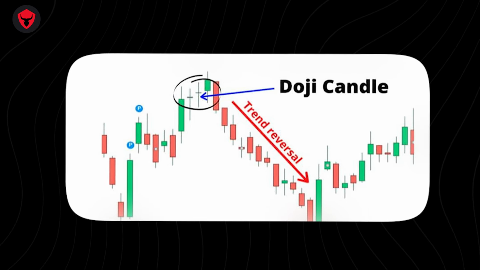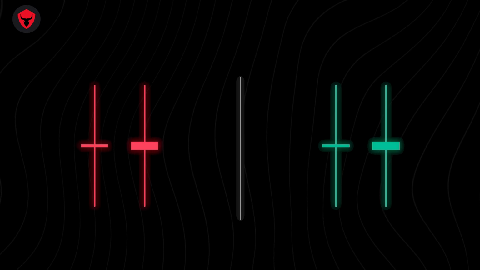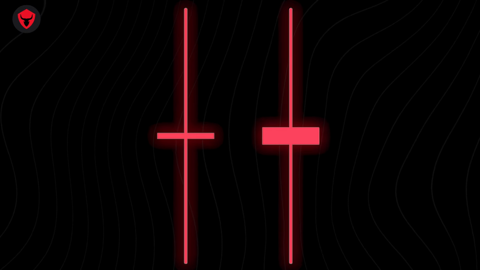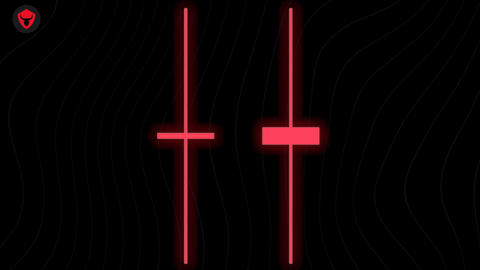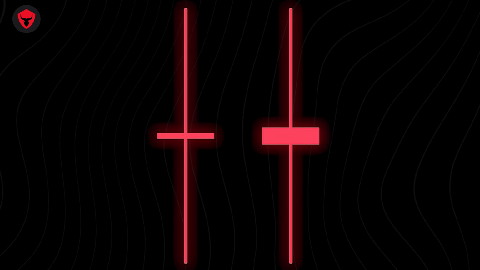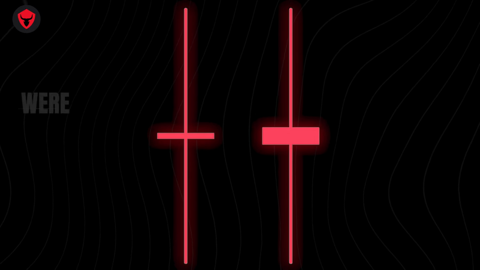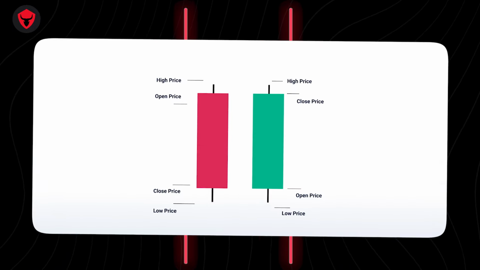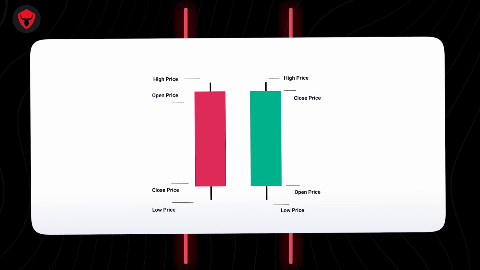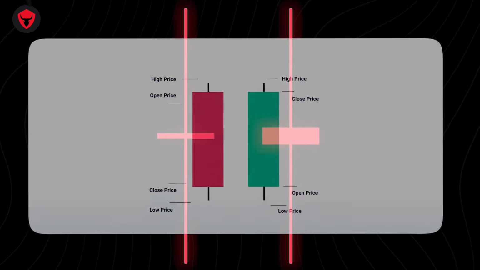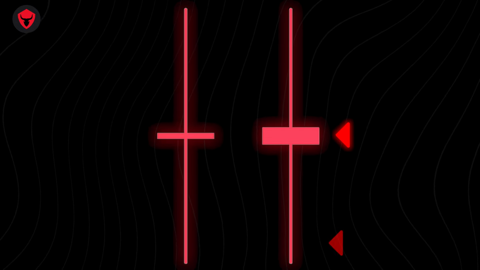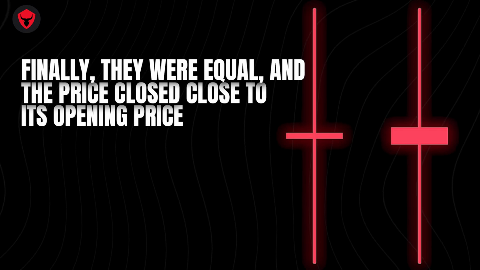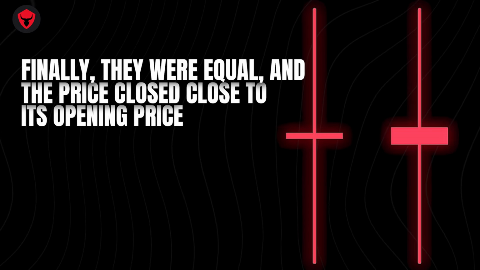A doji candle is distinguished by having roughly equal wicks above and below a small body. The open and close are located at the center of the candle, and the candle's body is very small. This suggests that buyers and sellers were quite competitive during that time period. The sellers attempted to lower the prices, but the buyers raised them. Finally, they were equal, and the price closed close to its opening price.